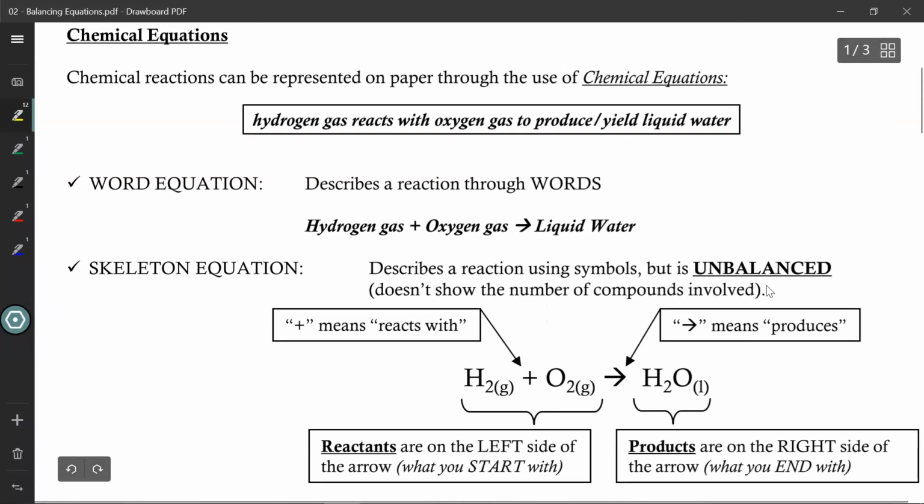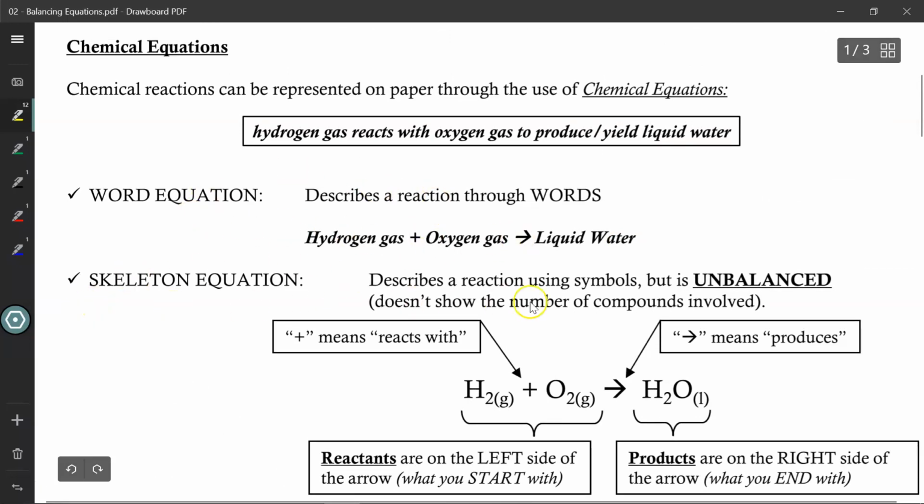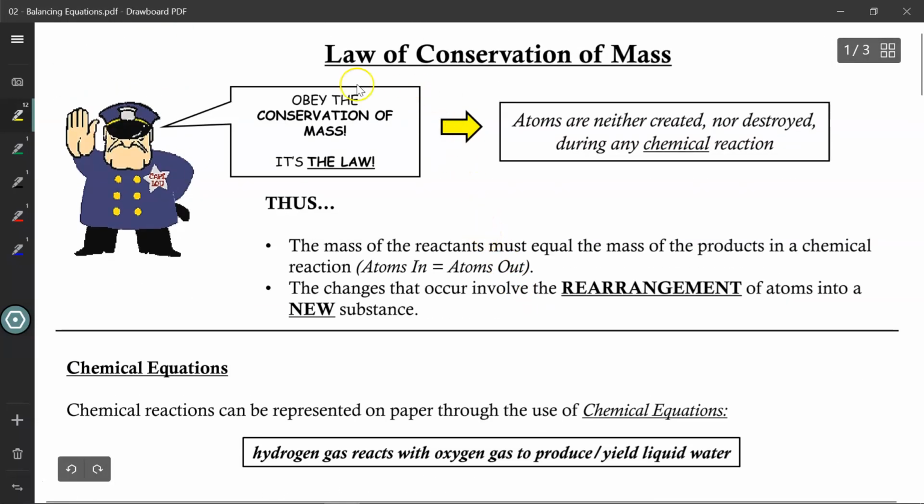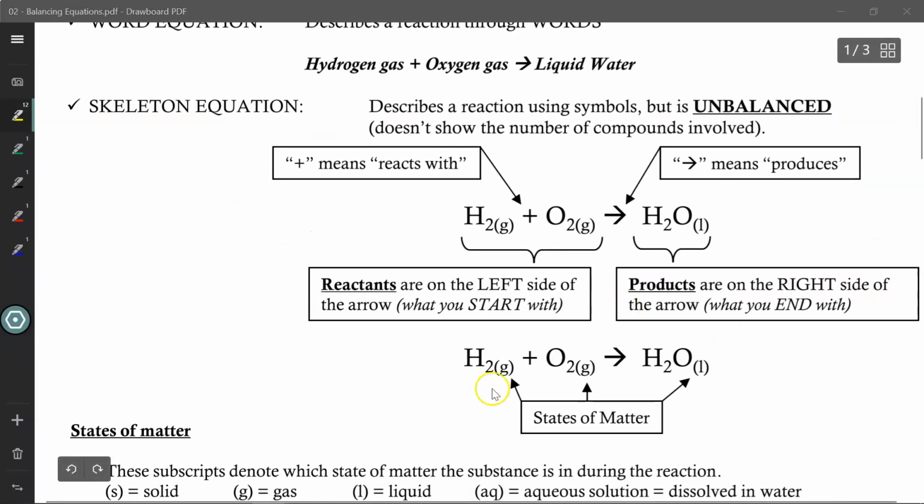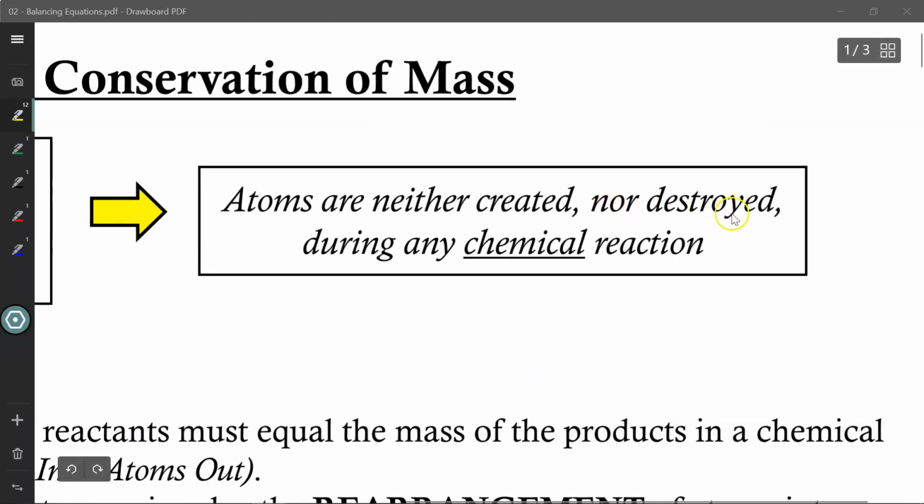Now, so far we have looked at word equations and skeleton equations, but there's a problem with the skeleton equation. The law of conservation of mass states that atoms are not created and they're not destroyed during a chemical reaction. So the atoms going into the reaction must be the same atoms coming out of the reaction. They're just being rearranged. But when we look at the skeleton equation, we see there are 2 hydrogens going into the reaction, 2 hydrogens coming out of the reaction. So far so good. But 2 oxygens going into the reaction while only 1 comes out. That's not allowed. Atoms don't just mysteriously disappear and they don't get destroyed.